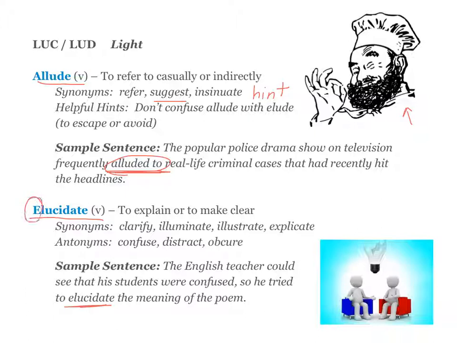E means out of, so elucidate is like to bring out the light. So if you think about the light bulb as a symbol of an idea. When you elucidate something, you make it clear, you clarify. So you might say that this guy over here first had an idea that wasn't clear, and then he elucidated his idea, or he elucidated his thinking, and he made it clearer.